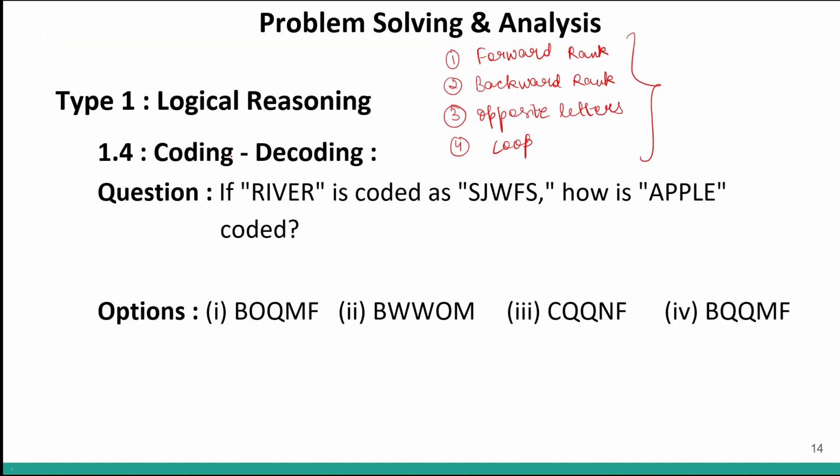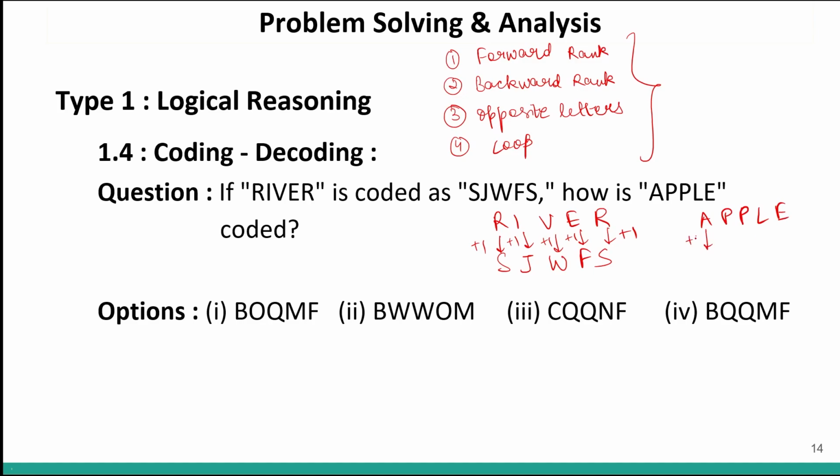If you remember, let me give them forward rank, or just by the looks of it, we can say. It is given to us that RIVER is coded as this and we have to find the code for APPLE. So if I write RIVER like this and my code like this, I can see R to S is plus 1, I to J is plus 1, V to W plus 1, E to F plus 1, R to S again plus 1. So we are moving one position ahead. So similarly, we'll do the same thing for APPLE.